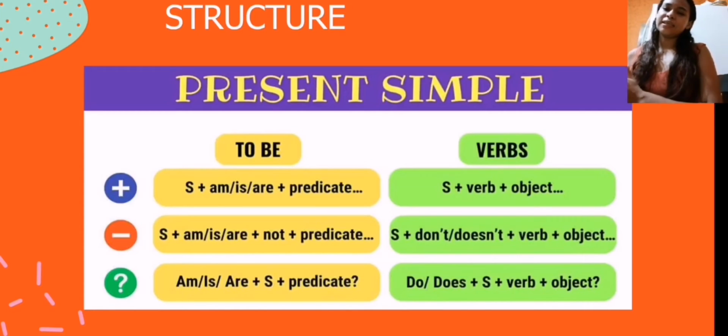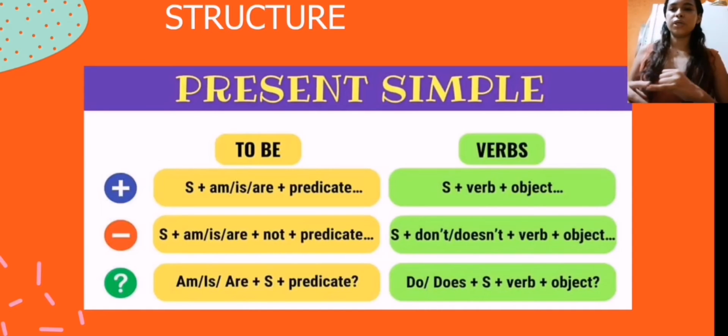We have the negative sentence. The structure, in the case of the verb to be, is subject plus the verb to be, is or are, depending on the pronoun, right? Plus the word not. The word not makes the sentence negative. And at the end, the predicate, okay?